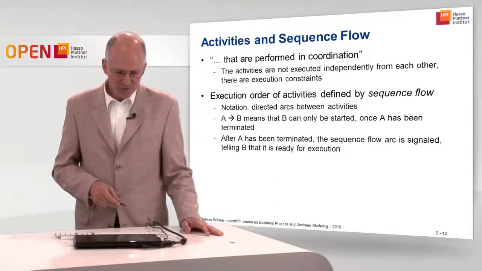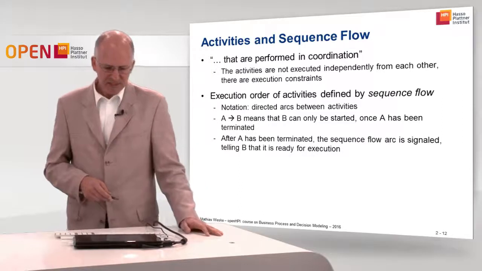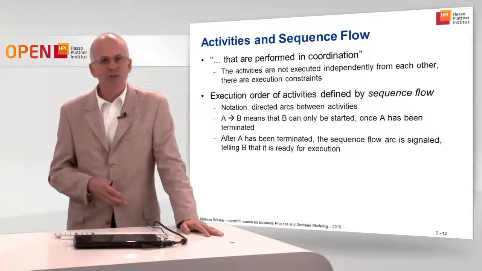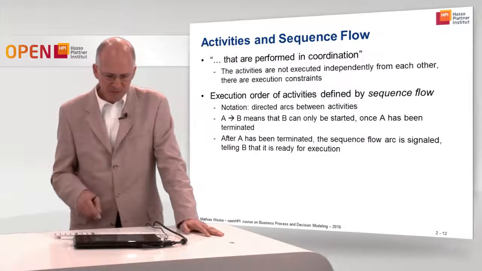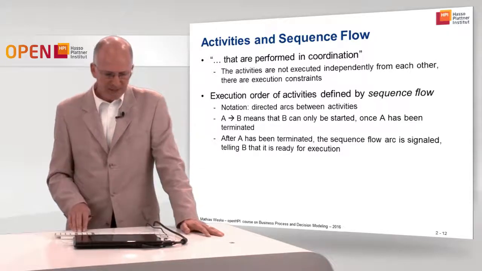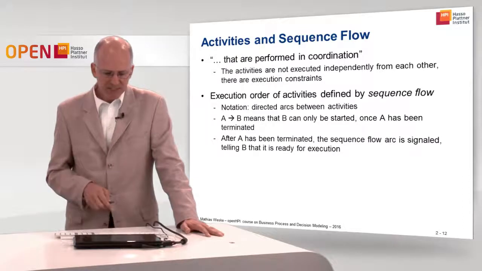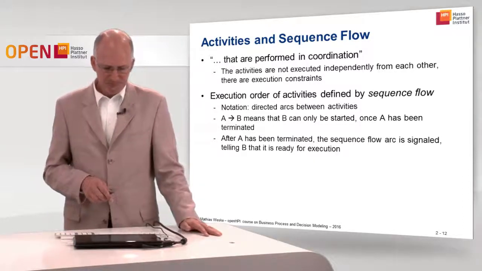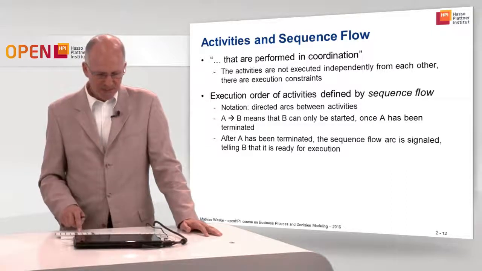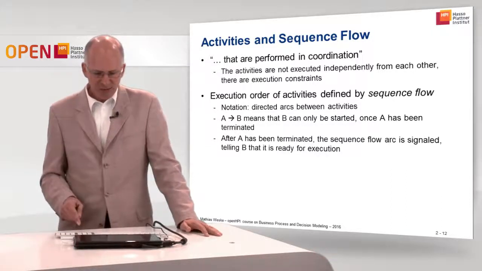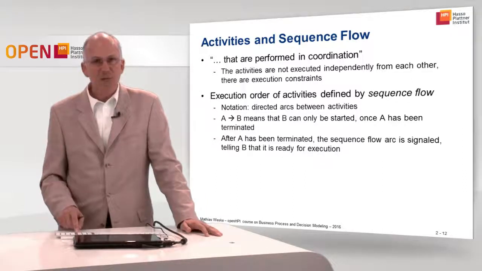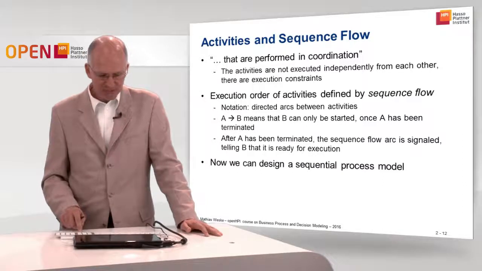And the notation we use for this is a directed arc between activities, more general, between nodes in the process model. And of course, an arrow from A to B means that B can only be started once A has been terminated. All right, and after A has been terminated, the sequence flow arc is signaled, telling B that it is now ready for execution. That is how it is handled.